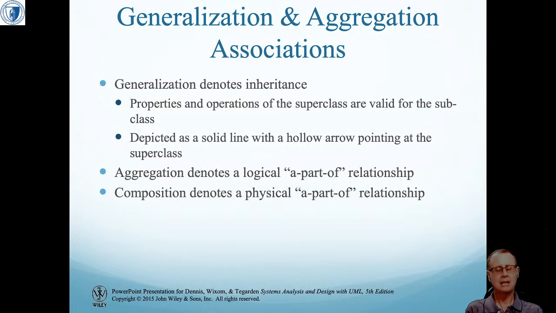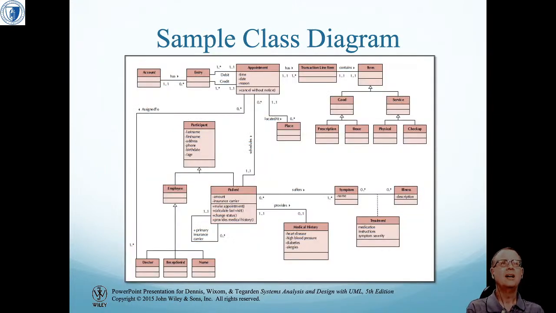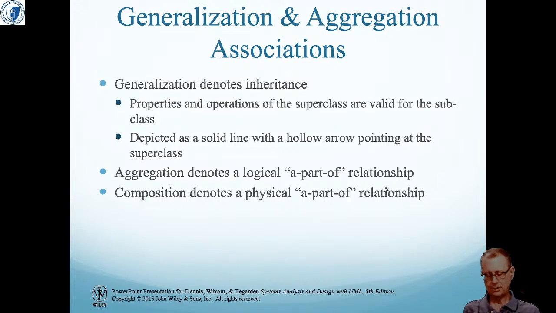So aggregation, it's just there because that's the way we do the software. But composition, there's a physical reason, a real world reason for one object only living at the same time as the other object. And here's an example class diagram. You can see there's inheritance, there's multiplicities.